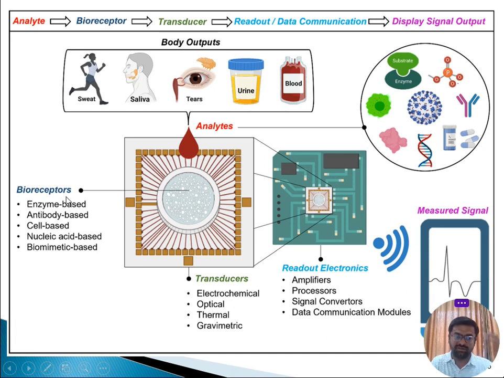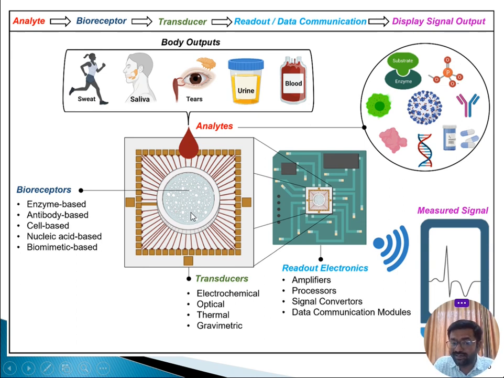You can see here the types of receptor: enzyme based receptor, antibody based receptor, cell based receptor, nucleic acid based receptor, and biomimetic based detector. So these are all the different types of receptors we will be using with respect to the different types of sample we are getting here.